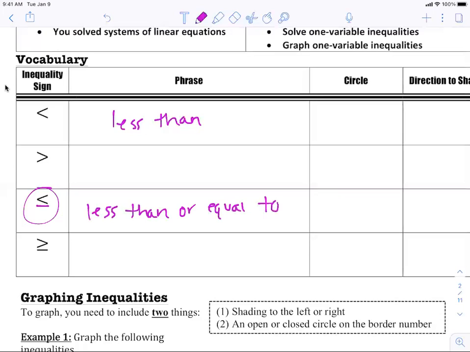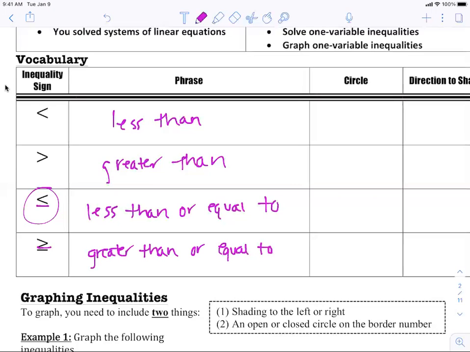The other two are the opposites. If the mouth is opening in that direction, that is always going to be your greater than. And down here again, when it adds that bar, that's going to be a greater than or equal to. So those mean pretty different things.